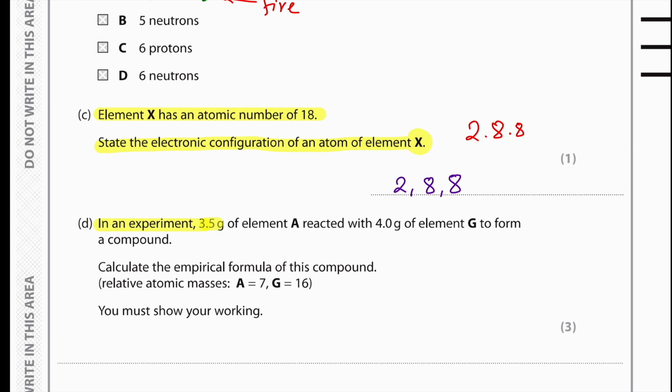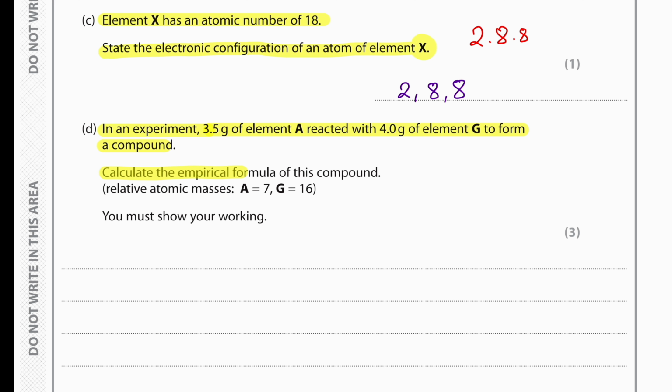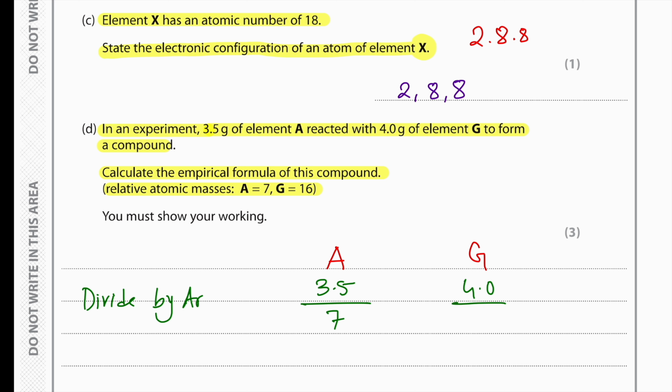In an experiment, 3.5 gram of element A reacted with 4 gram of element G to form a compound. Calculate the empirical formula of this compound. The relative atomic masses of A and G are given below. So, with A and G, we are going to write down the amount that they are reacting with. Then we will divide their mass by their relative atomic mass. So 3.5 will be divided by 7 and 4.0 will be divided by 16. This gives us their number of moles, which is 0.5 and 0.25.